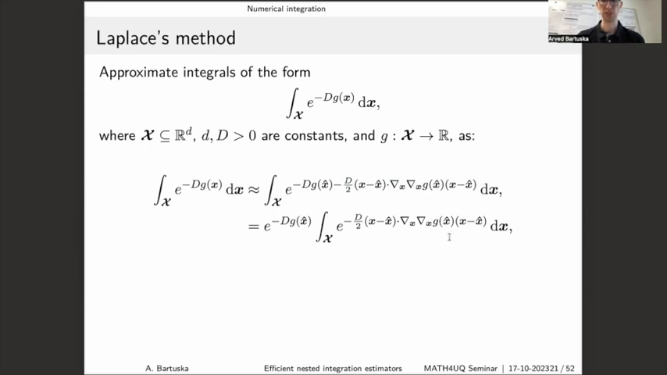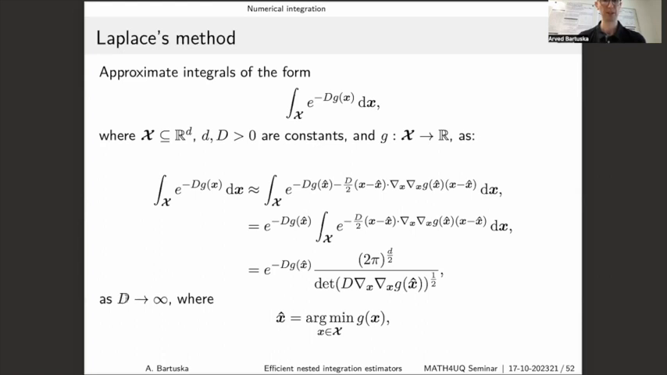Basically, this is a multivariate Gaussian distribution in x, and we can solve it in closed form. So this is given as this here, as I'm sure you're all familiar. And this holds as d goes to infinity. And as I said, the x hat, the evaluation point of the Taylor approximation, is the argmin of g, or the maximum of minus g.